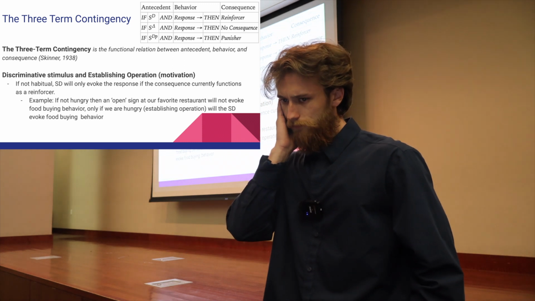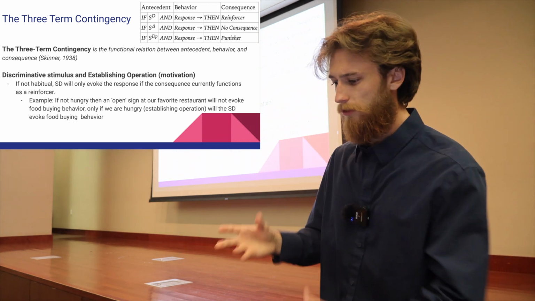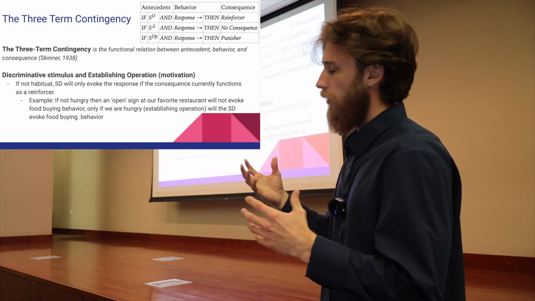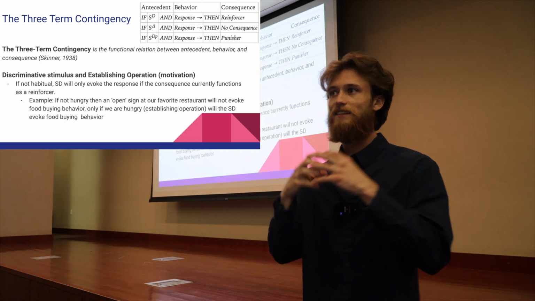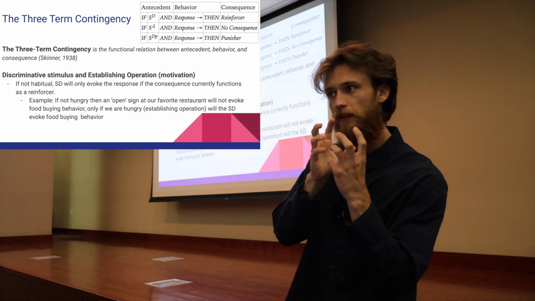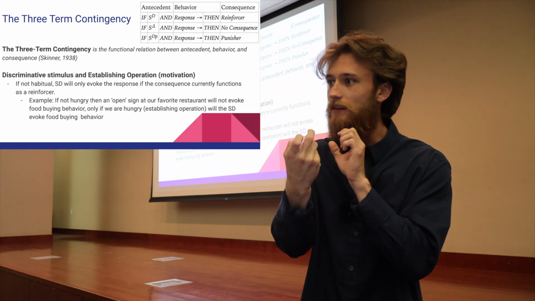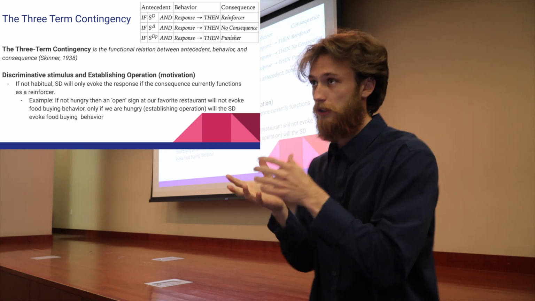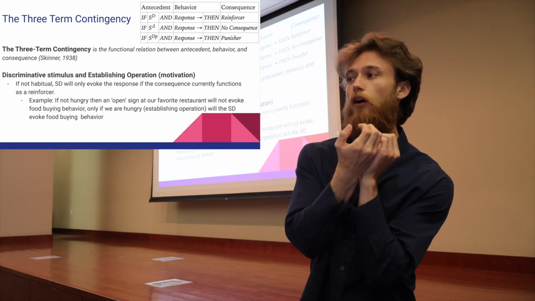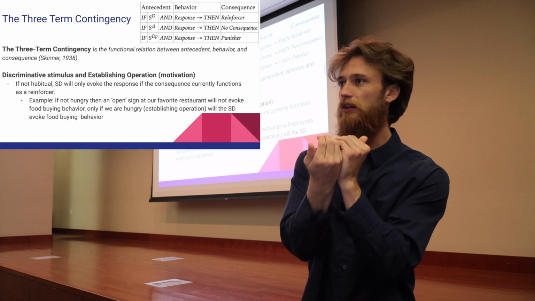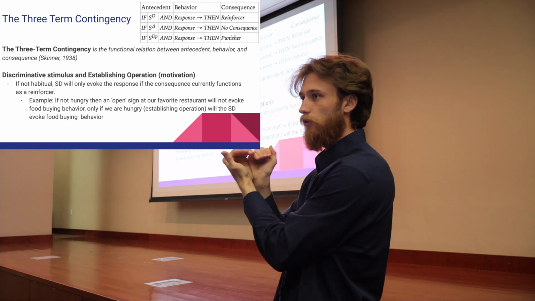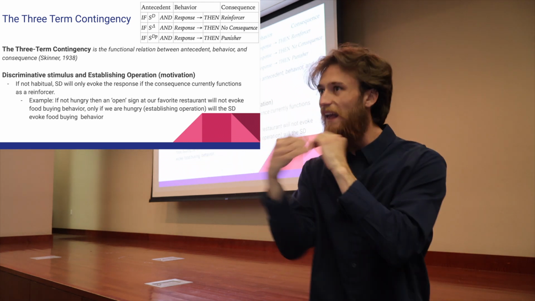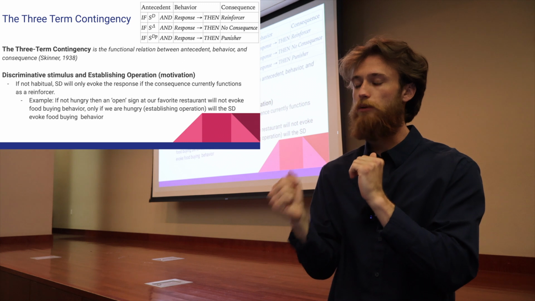So the discriminative stimulus, the S delta, the SDP, all of these things are part of the antecedent context, right? There's something that's going on currently that is going to signal and give rise to the probability of other behaviors. So, right, the antecedents also have an effect on the probability of behavior, and so do consequences, right? Consequences affect future probability. Antecedents affect current probability.